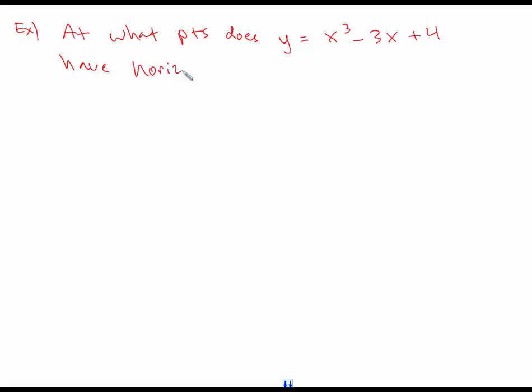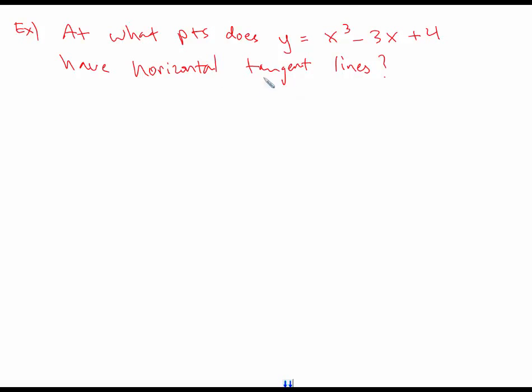So let's look at another example. At what points does y equal x to the 3rd minus 3x plus 4 have horizontal tangent lines? So let's understand the question. So here's a curve. We want to know at what points are there horizontal tangent lines to this curve?